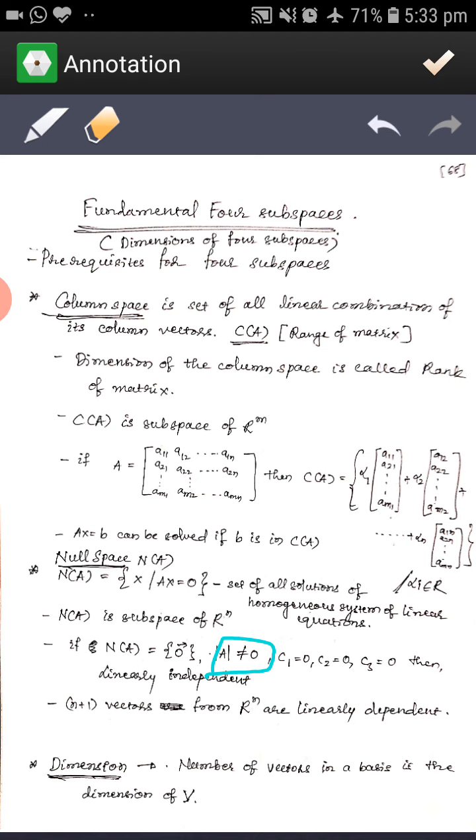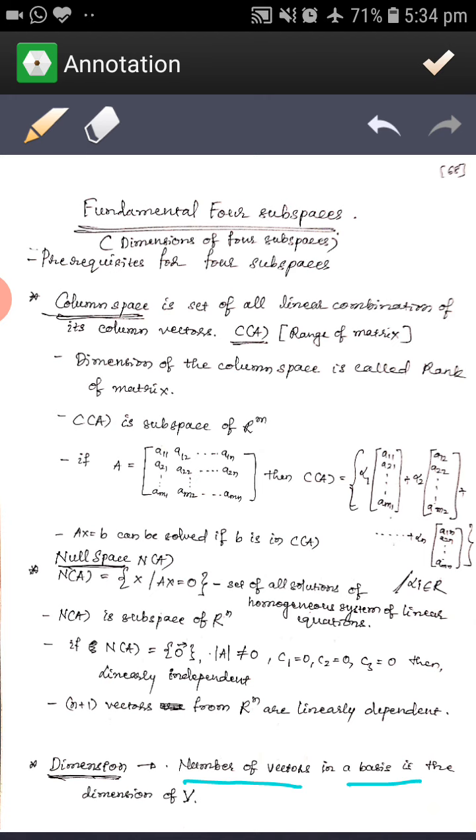Okay, so basically the null space is nothing but the set of solutions in a linear system if the system is like Ax = 0. Then we know that, what is a dimension? Dimension is nothing but the number of vectors in a basis. Okay, we will calculate the basis. How to calculate the basis?